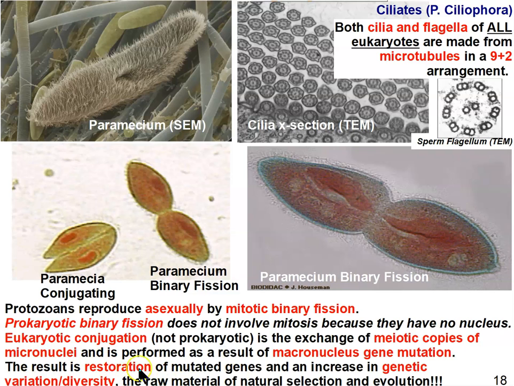So the result is restoration of the mutated genes, restoration of those genes that were damaged by all this binary fission going on, and an increase in genetic variation and diversity, because again, meiosis is how the micronucleus divides prior to the exchange during conjugation, and meiosis produces genetic variation and diversity, which you know is very important. It's the raw material of natural selection and evolution.